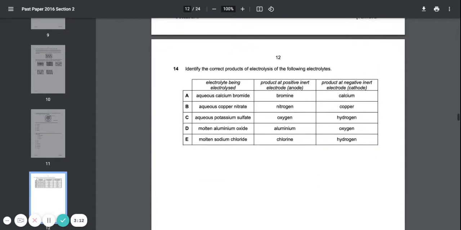14th, we have to identify the correct products of electrolysis of the following electrolytes, the electrolyte being electrolyzed, and the positive and negative electrode. We need to know that anodes attract anions and cathodes attract cations. This is basically the discharge series, and you need to know that hydroxide ions are discharged in preference to any other anion. Therefore, oxygen will be discharged in the case of aqueous solutions. And here, aluminium can never be discharged. Chlorine can, but there is no hydrogen in the case of molten sodium chloride. Therefore, the correct option is option C.